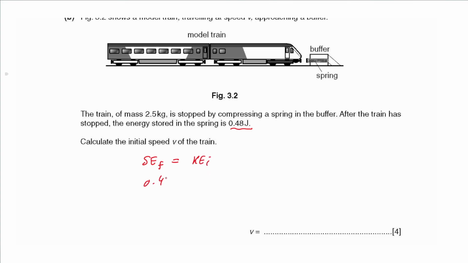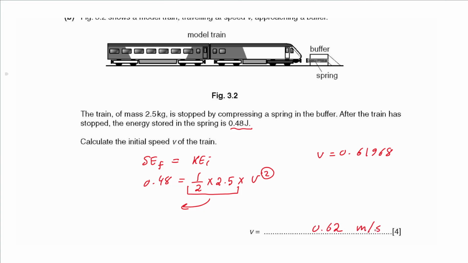So 0.48 is equal to half the mass of the train, 2.5, times the speed squared. So we divide by half of 2.5 on the other side, and then we square root to remove the square of the speed. The speed will be 0.61968. We can approximate that to 0.62 meters per second.